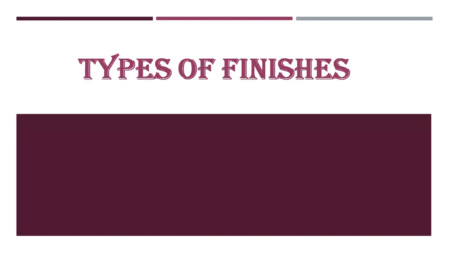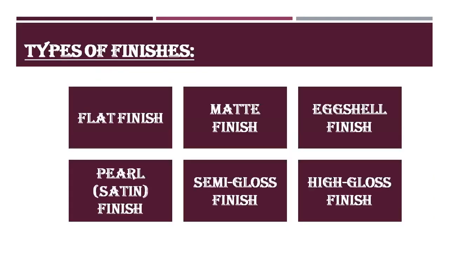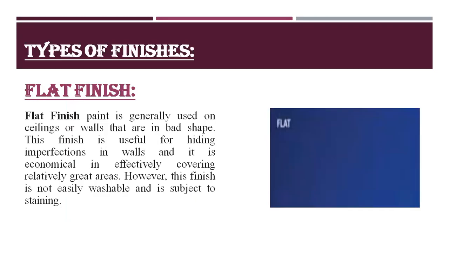Next, I will talk about types of finishes. There are 6 types of finishes. First is flat finish, second matte finish, third eggshell finish, fourth pearl satin finish, fifth semi-gloss finish, and sixth high gloss finish. First, I will talk about flat finish.